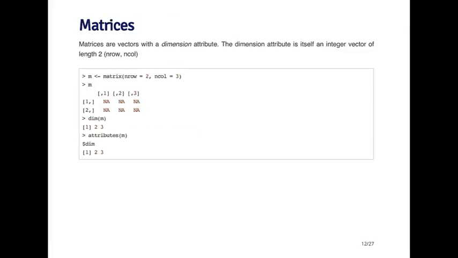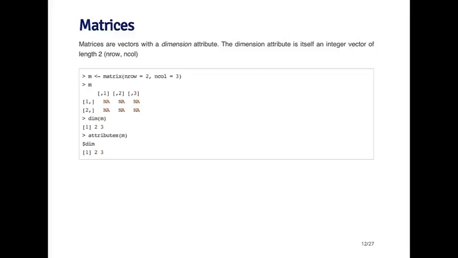Matrices are a special type of vector in R, so they're not a separate class of objects, but they're basically vectors that have an attribute called the dimension. The dimension attribute is an integer vector of length 2, where the first number is the number of rows of the matrix, and the second number is the number of columns. I can create an empty matrix with the matrix function, and I can explicitly say how many rows and how many columns there are. This is not the only way to create a matrix, but it's one way.